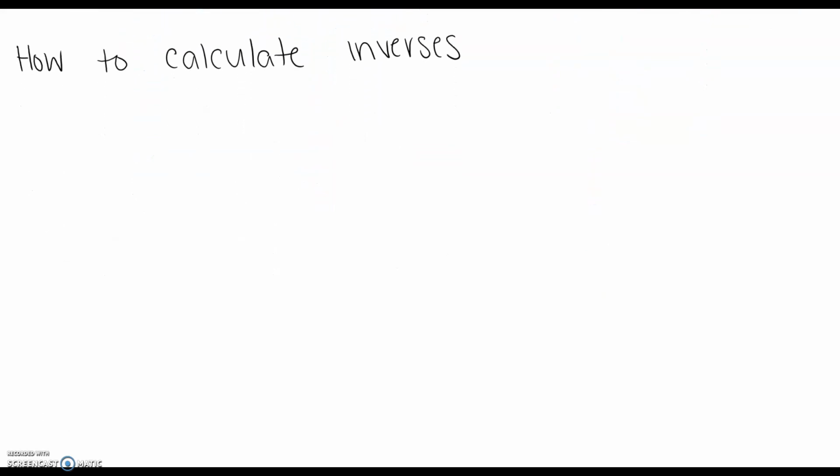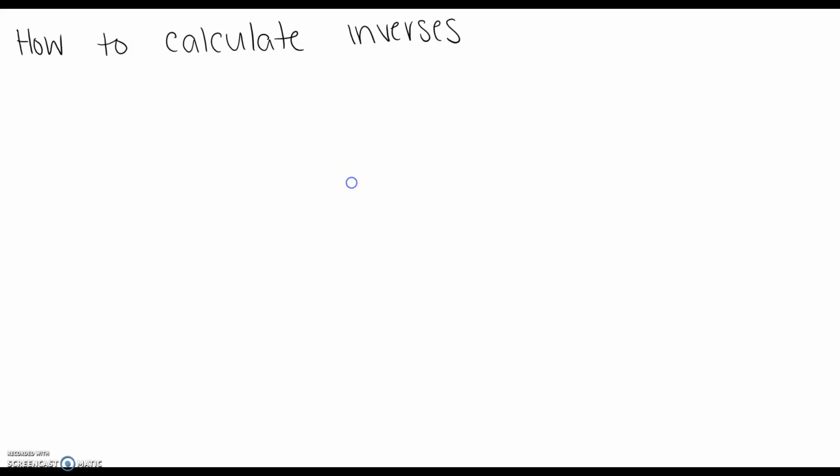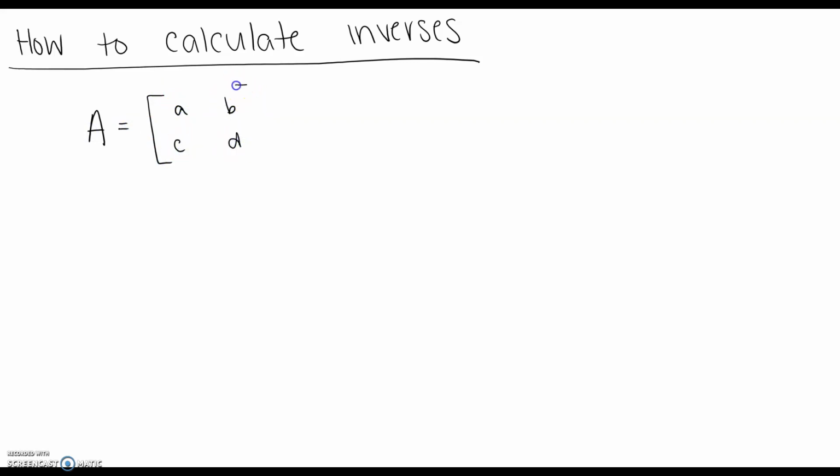So calculating with a 2 by 2 matrix is pretty straightforward, and that's what we're going to be focusing on. 3 by 3 is a little bit harder, and 4 by 4 is going to take you a while, and a 5 by 5 you definitely want a calculator. But we're just going to do 2 by 2. So if you have matrix A, and let's say that that equals A, B, C, D.